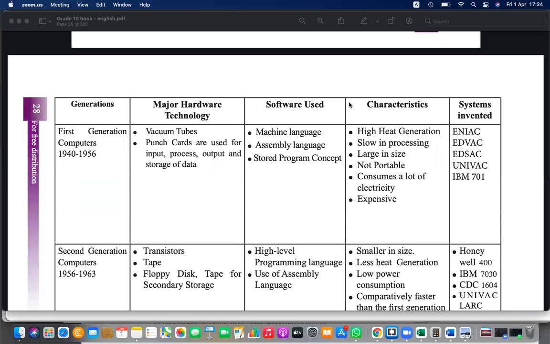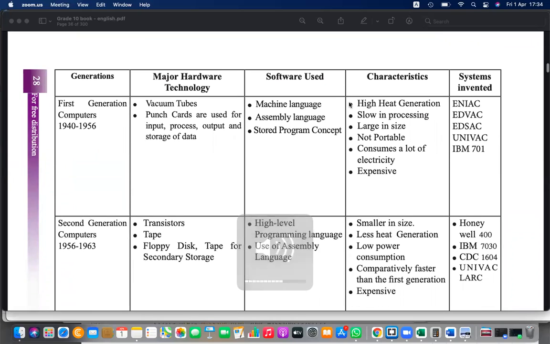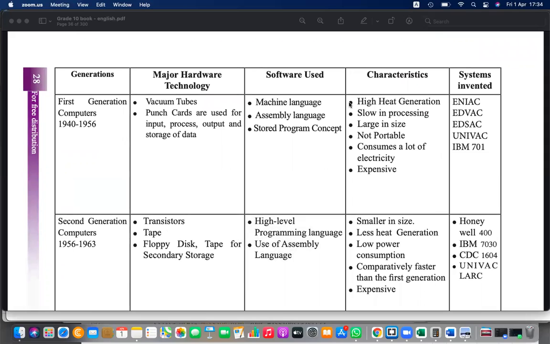There are 4 generations. So what is the specialty of those 4 generations? We have already discussed, but in case you forgot, the first generation focused on vacuum tubes. That's why most of the computers, ENIAC, EDVAC, EDSAC, UNIVAC, used vacuum tubes, right? Those basically used machine language. They were very large computers generating very high heat, and it was not a personal computer. You have to keep the computer in a building.